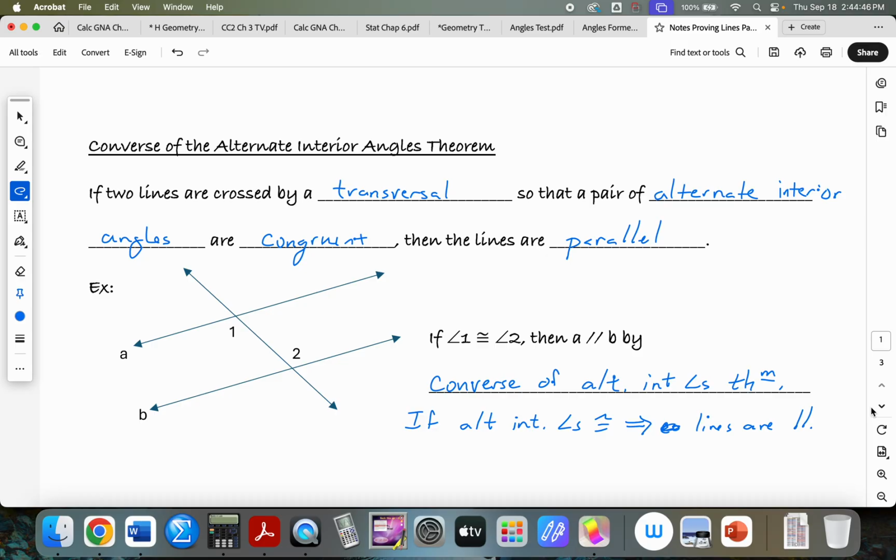Just by a quick show of hands, how many of you think you'll be more likely to use the first one? Pretty much everybody. Okay. You think you're more likely to use the second one? Probably. Okay. That's fine. It doesn't bother me one way or the other.